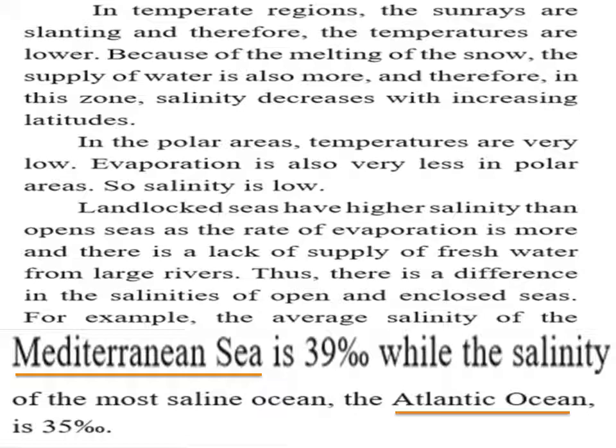Landlocked seas have higher salinity than open seas, as the rate of evaporation is more and there is a lack of supply of fresh water from large rivers. Thus, there is a difference in the salinities of open and enclosed seas. We have already studied in part 2 what open and landlocked seas are. For example, the average salinity of the Mediterranean Sea is, here you can read, children, how much it is. Just read, 39 parts per thousand. While the salinity of the most saline ocean, the Atlantic Ocean, is 35 parts per thousand.